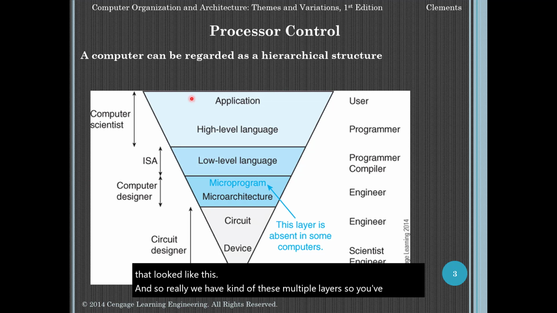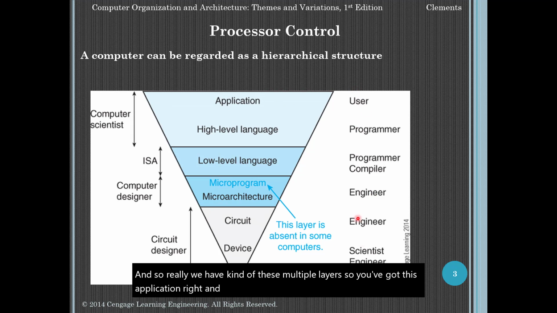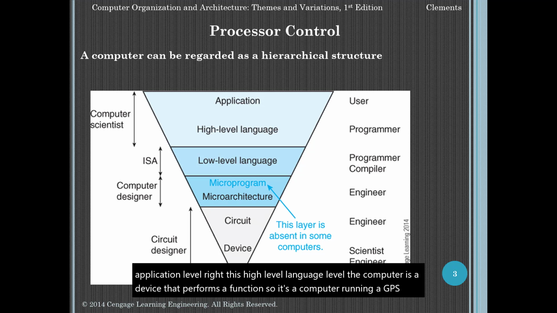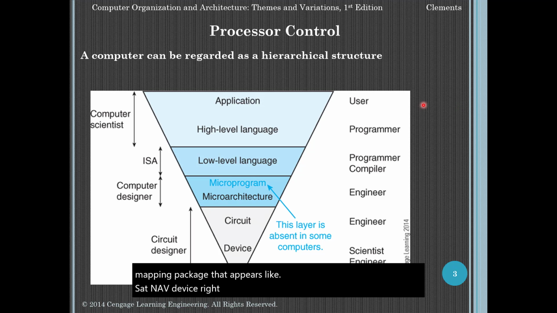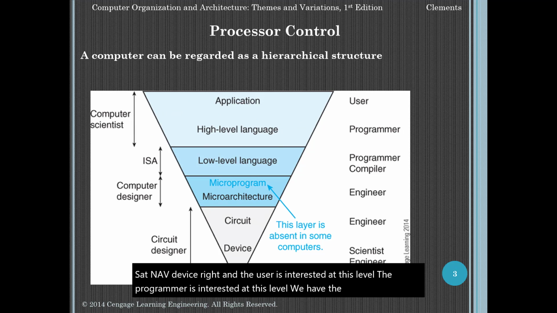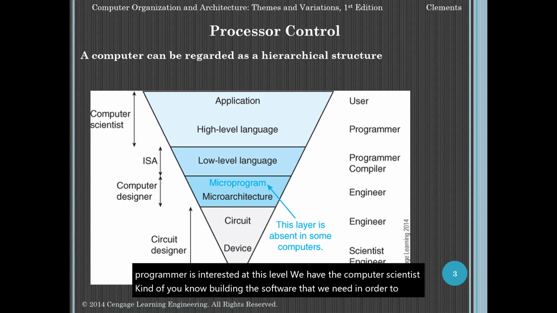So you've got this application, right? And here are all the people that are interested in each layer, where you hear about these different titles, or usages. This is where it all comes in. So at this application level, this high-level language level, the computer is a device that performs a function. So it's a computer running a GPS mapping package that appears like a sat-nav device, right? And the user is interested at this level. The programmer is interested at this level. We have the computer scientist building the software that we need in order to make the system work.